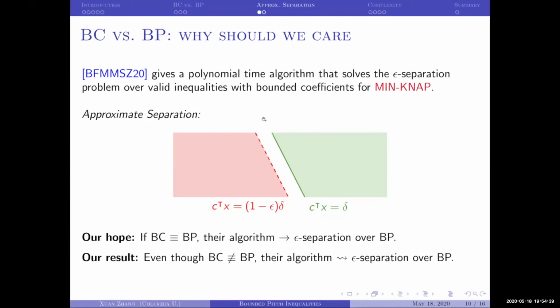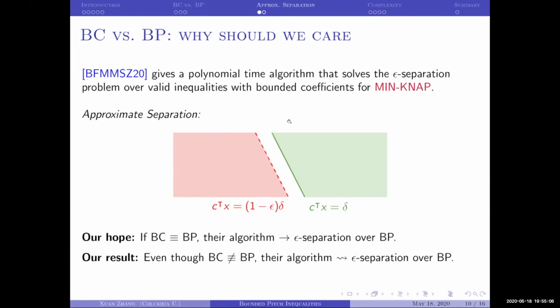So here you have an inequality. In approximate separation, when you're given a point, if that point falls into the gray region, you want to be able to tell. And if the point really violates this inequality a lot and falls into the red region, you also want to be able to tell. But if the point only slightly violates the inequality and falls in the middle, then you don't really care and you're allowed some errors.